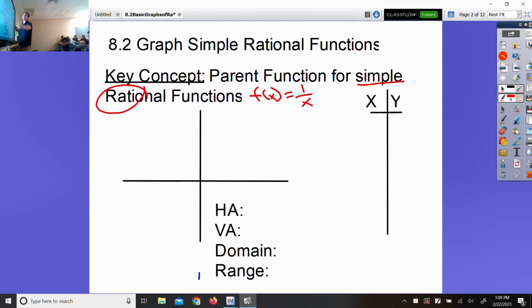Ratio, kids. Comparison of 2 or more things. It's going to be a fraction.